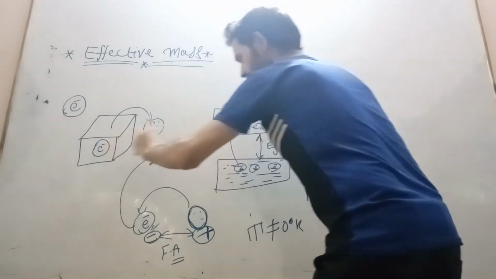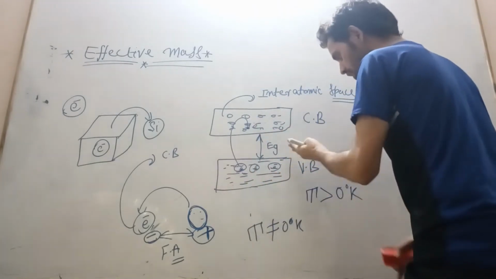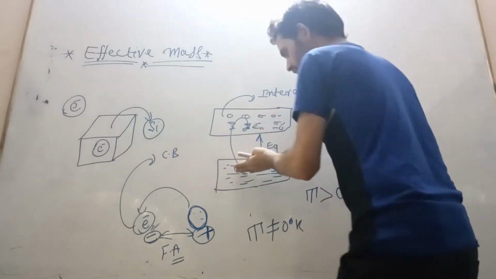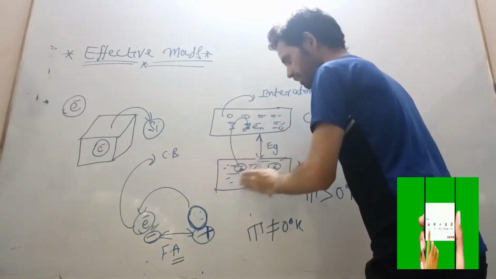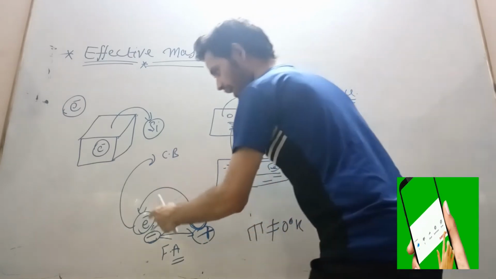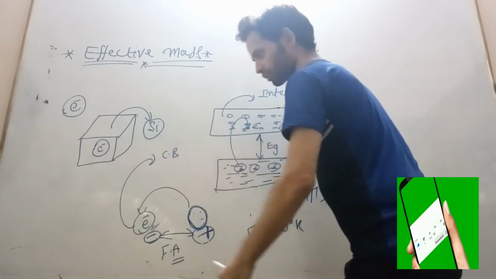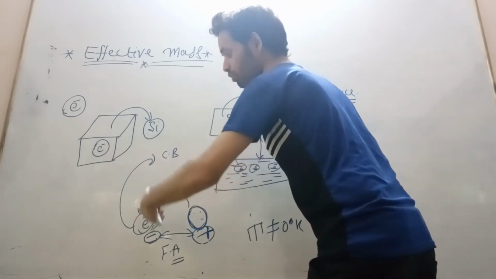Why? Because inside the crystal there are a conduction band and a valence band. When the temperature increases, meaning greater than 0 degree Kelvin, this electron will jump to the conduction band. There is a creation of a hole. That hole has positive charge, and the electron has negative charge. This electron is a bound electron moving from one bound state to another bound state.